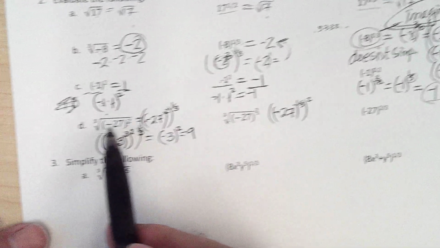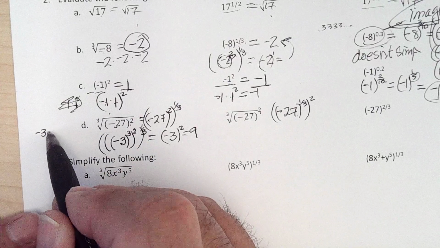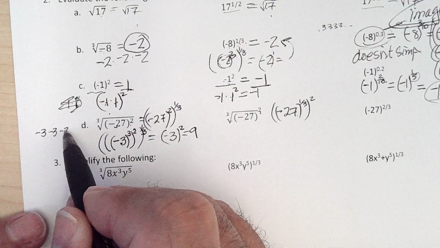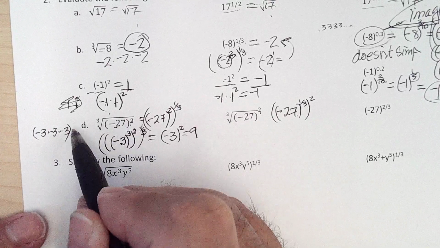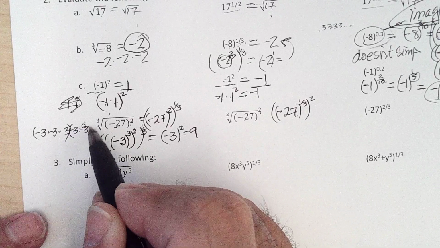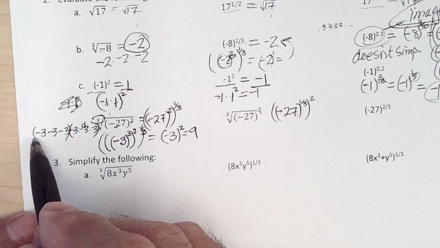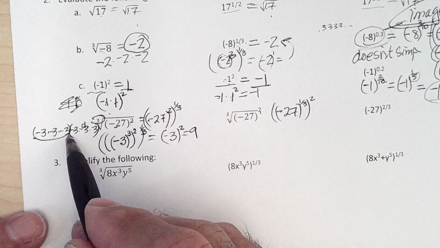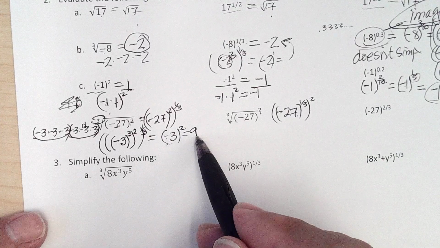Or if you wanted to do it the other way, negative 27 is negative 3 times negative 3 times negative 3. And you're going to do it twice. And then you're going to take out groups of 3. Well, there's one negative 3, and there's another negative 3, giving us negative 3 squared, which is 9.